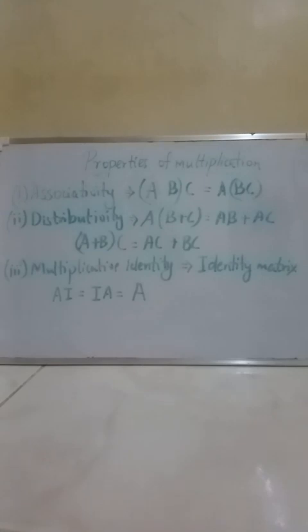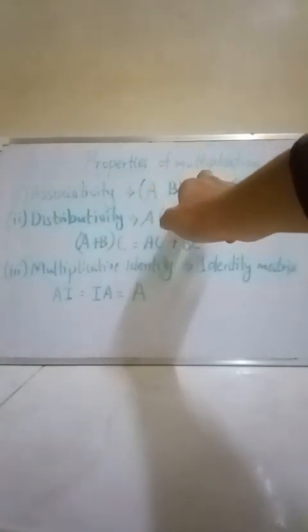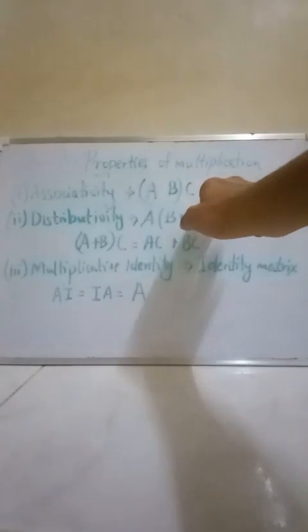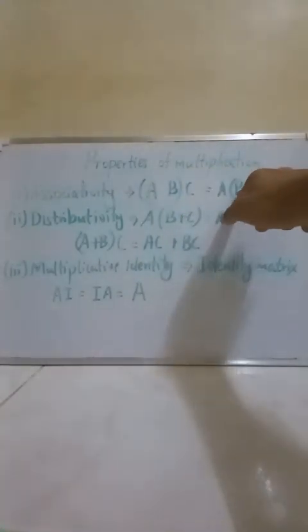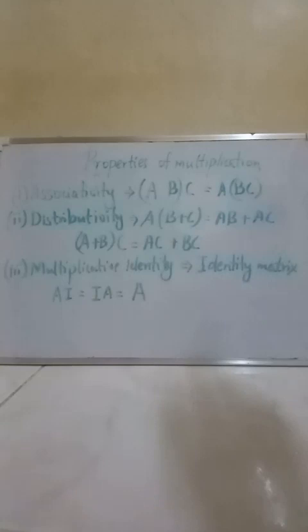So next we'll be doing the properties of multiplication of matrices. The first property is associativity. Associativity works like this: when we have three matrices A, B and C, multiplying A, B first and then multiplying it with the third matrix C will be equal to getting the multiplication BC first, then multiplying A times the product of BC. It will be equal. That is the associativity of matrix multiplication.